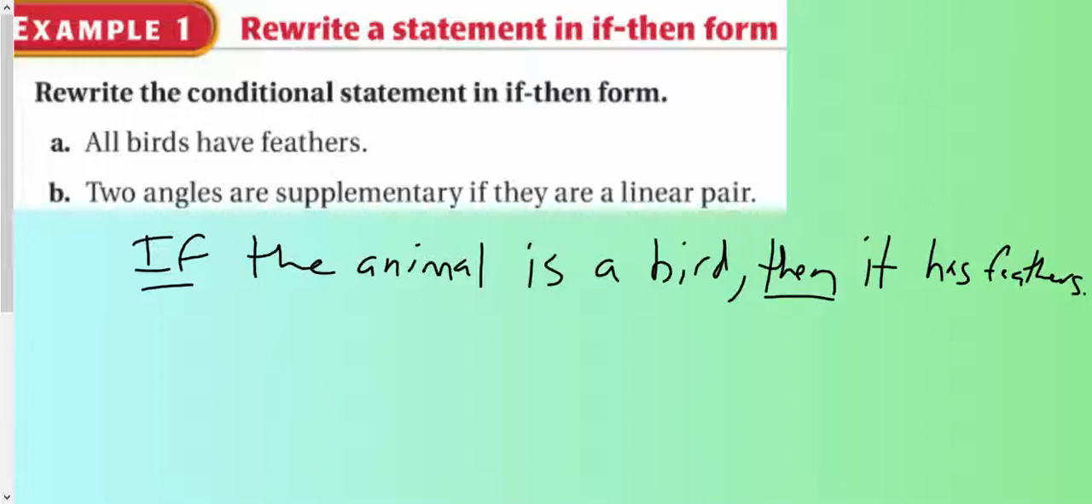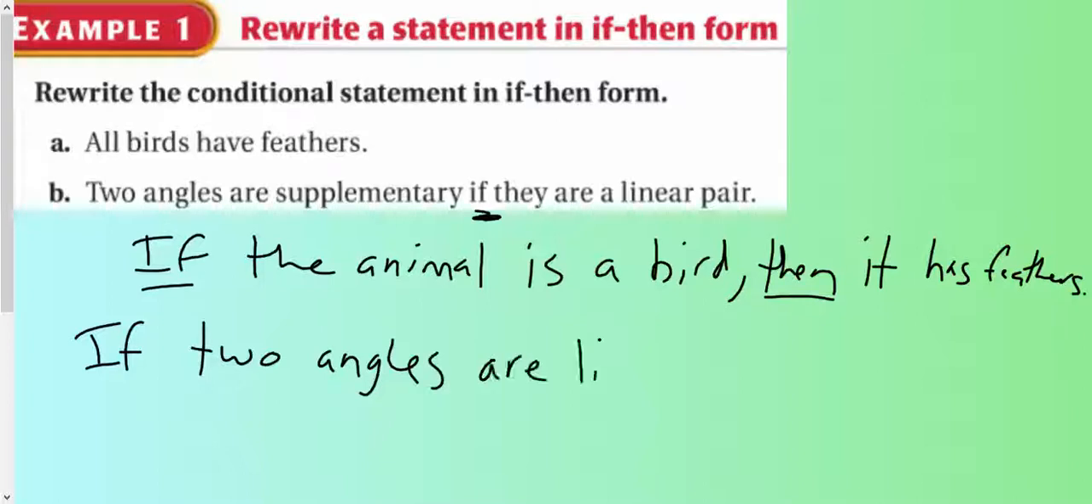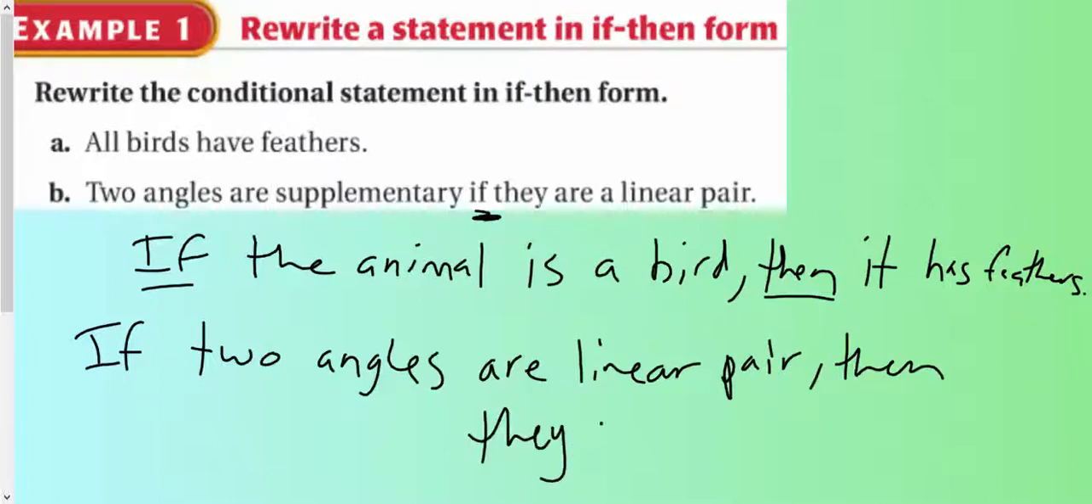That's okay. Two angles are supplementary if they are a linear pair. So here they already have the word if. I'm going to rewrite this starting with the if part. If two angles, and you want it to flow, you want it to make sense. I don't want to say if they are a linear pair, then the two angles are supplementary. I want to say if two angles are a linear pair, then they are supplementary. So reread the sentence after you write to make sure it actually makes sense and it flows. So a little bit of English grammar here.